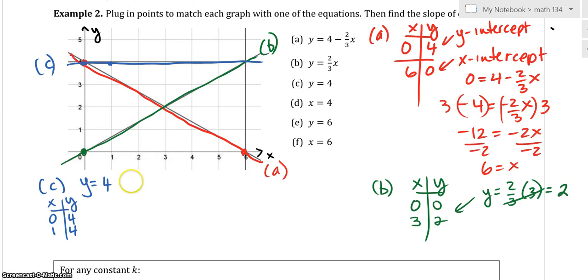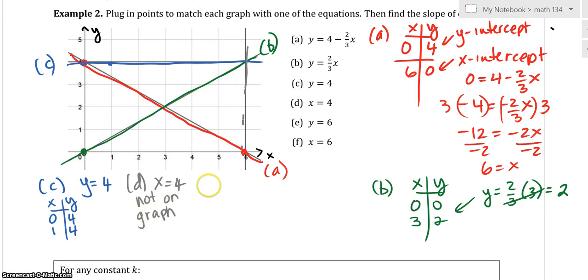X is 4. Can you make a guess which one is D? Yep, x can only be 4. I guess we should do it in a different color. Oops, not there. Oh, I made a mistake. That is x is 6, isn't it? That one is not here. Where's x equals 4? X would be 4 right there, which is not on the graph.